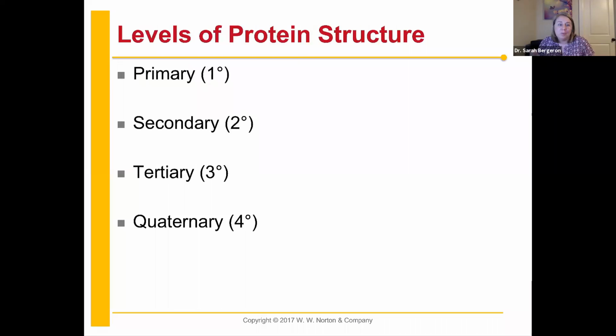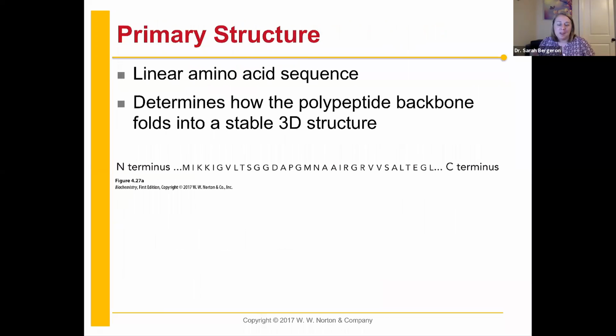All right, so our levels of organization of our protein structure, we have 4 levels. We have primary, secondary, tertiary, and quaternary. And that's what the rest of this section is going to be about, all of those 4 levels of protein structure. So we know primary structure is our linear amino acid sequence. When you are listing which amino acids you have from N-terminus to C-terminus, that's your primary sequence. And that's really going to determine how our peptide backbone goes from this linear shape into a stable folded 3-dimensional structure. And my arms can't move in all those ways.